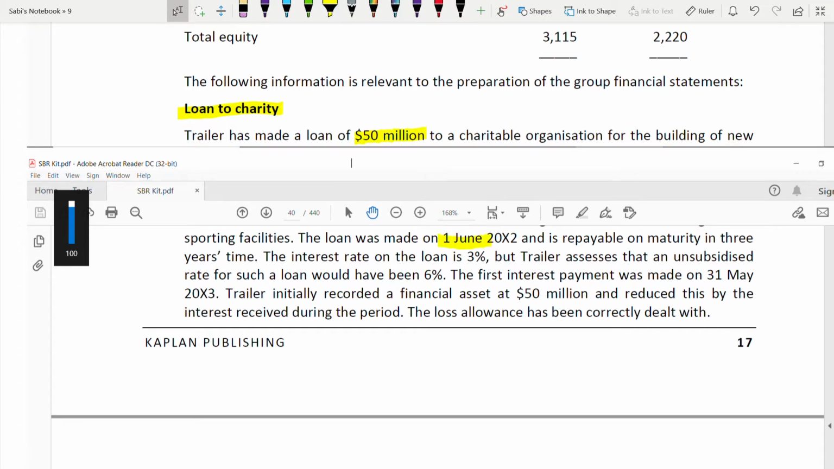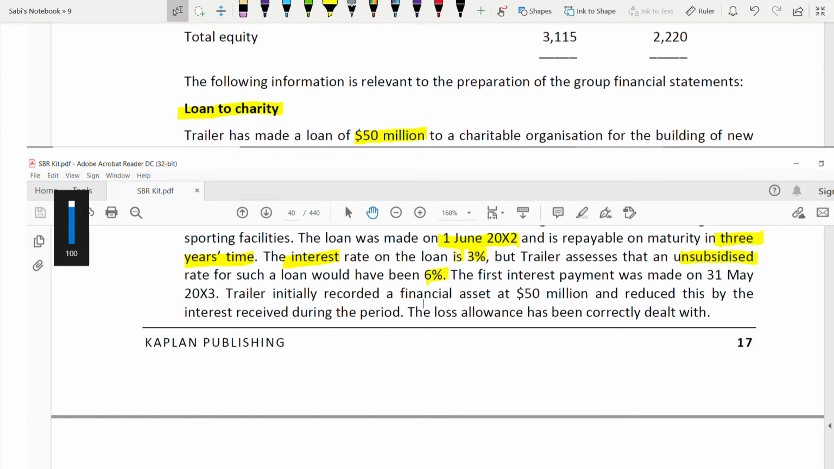So it was made on 1st of June 2002, and it is repayable in 3 years' time. That means 31st May 2005. So the interest rate, now the interest is 3%. But Trailer says that an unsubsidized rate for such a loan would have been 6%. Unsubsidized might be 6% because this is subsidized, no? So loan to charity and all, definitely it will have lower interest.